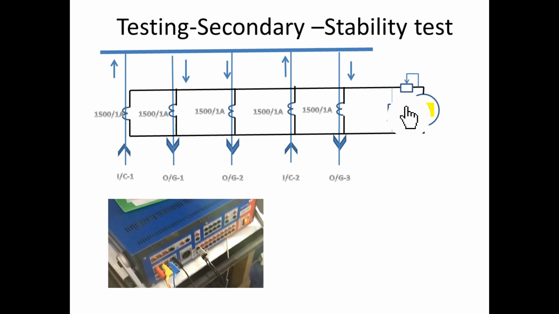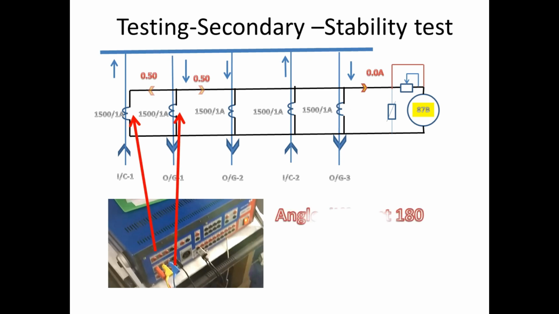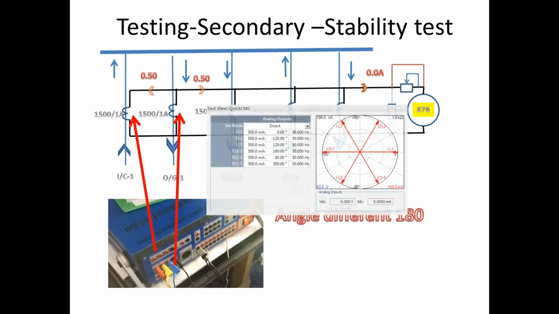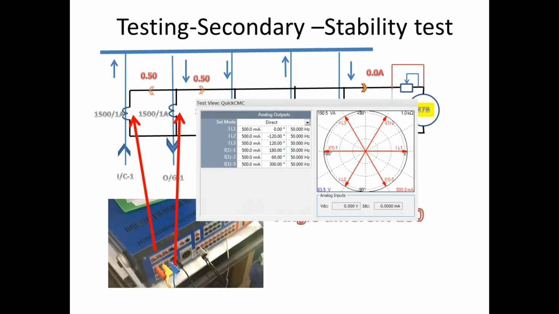One set of CT is connected with the incomer and the other set of CT is connected to the outgoing. Here I am injecting 0.5 amps on each side with 180 degree phase shift. Now we get 0 angle over the differential relay. It is a stability condition. With the same setup, we have to repeat for all panels.